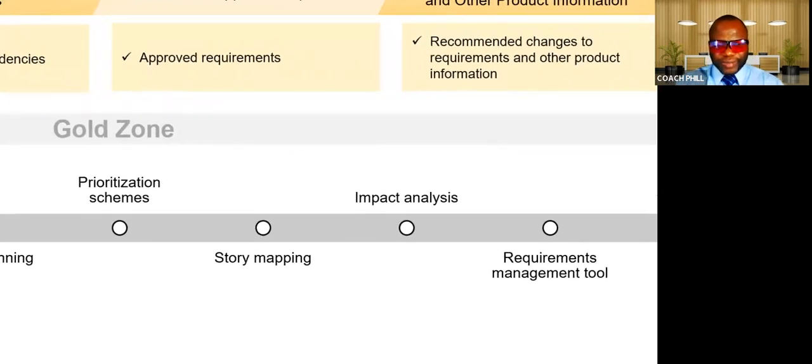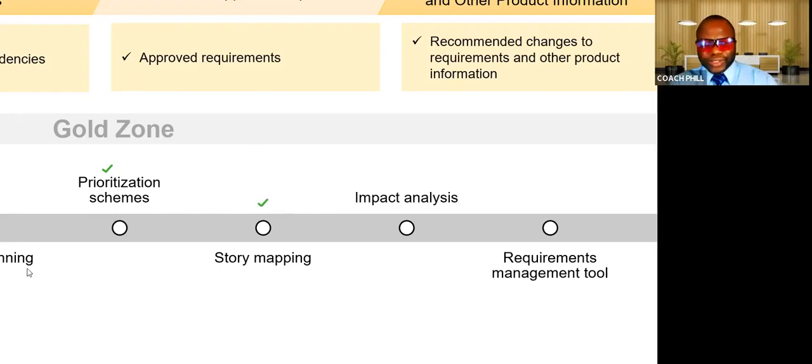All right, the next one that we have here is prioritization schemes. So what exactly do we mean by prioritization schemes? Well, these are different methods used to prioritize portfolio components, programs, project requirements, features, and other product information.